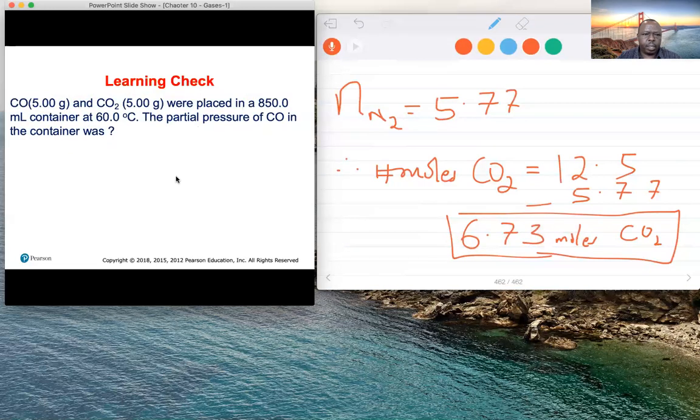Well, let's see. How many minutes do I have? 15 minutes. Here is another example on Dalton's law of partial pressure. If 5 grams of CO, carbon monoxide, and 5 grams of carbon dioxide were placed in an 850 mL container at 60 degrees, the partial pressure of CO in the container was what? The partial pressure of CO2.